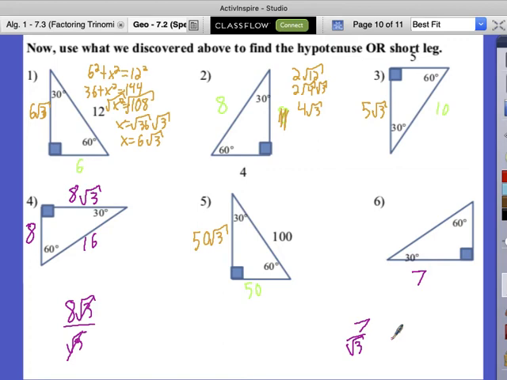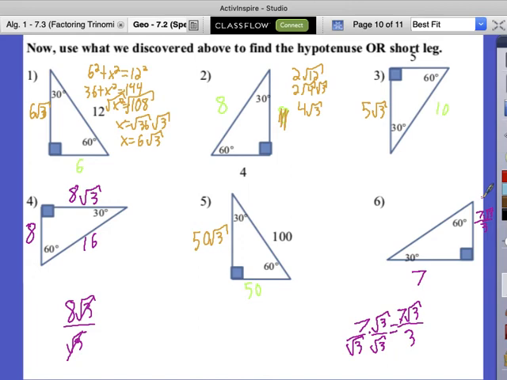It's 7. Multiply by 1, and we want to make it look like square root of 3 over square root of 3. Why do we choose square root of 3 here when before we chose square root of 2? Because we have square root of 3 already on the bottom. So now 7 square root of 3 over 3 is our short leg. It's not clean, but it's the short leg.